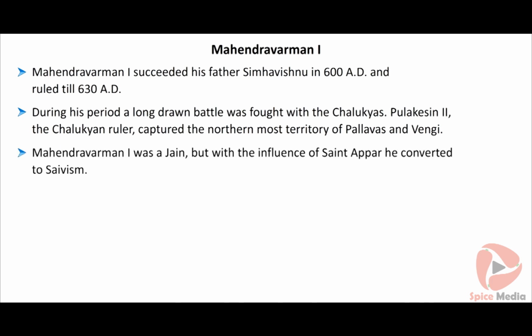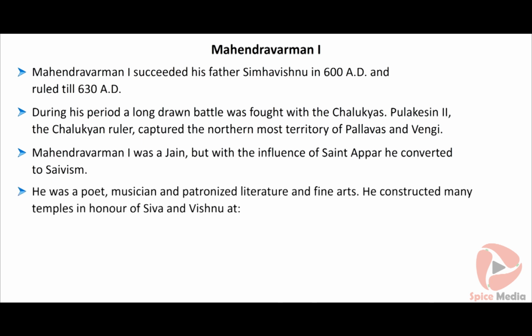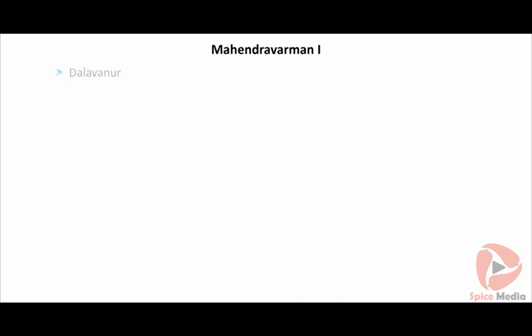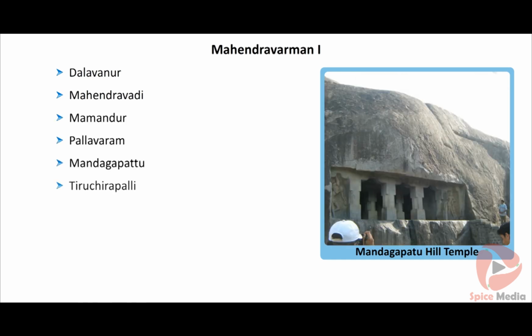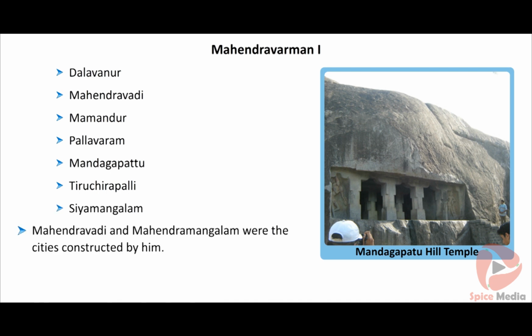Mahendravarman I was a Jain, but with the influence of Saint Appar, he converted to Saivism. He was a poet and musician, and patronized literature and fine arts. He constructed many temples in honor of Shiva and Vishnu at Dalavanur, Mahendravadi, Mamandur, Pallavaram, Mandagapattu, Tiruchirappalli and Siyamangalam. Mahendravadi and Mahendramangalam were the cities constructed by him.